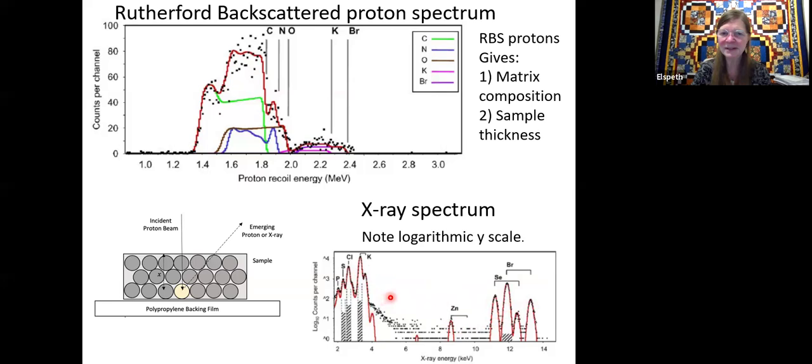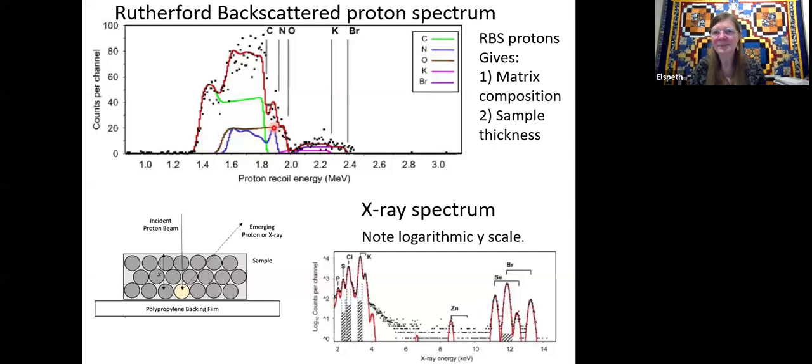The red is the fit to the data. And I mentioned differential absorption. Here's the incident proton beam. So obviously the lower energy X-rays get more self-absorbed in the target than the higher energy ones. So we need to know the thickness of the target, which we can get from the backscattered proton spectrum.